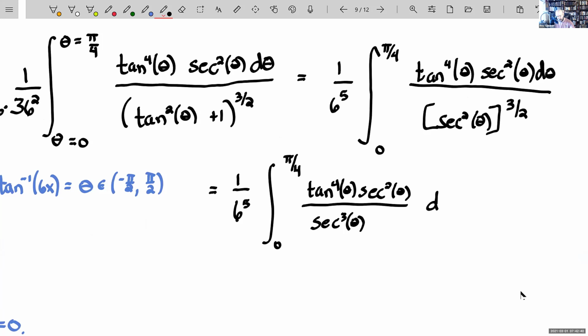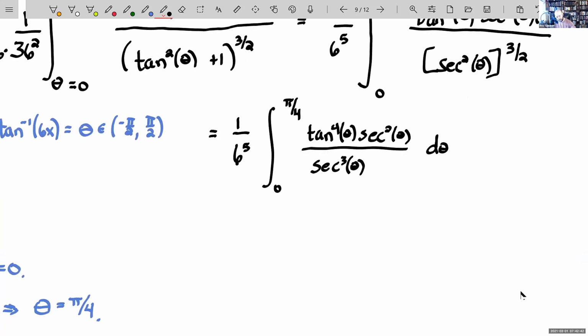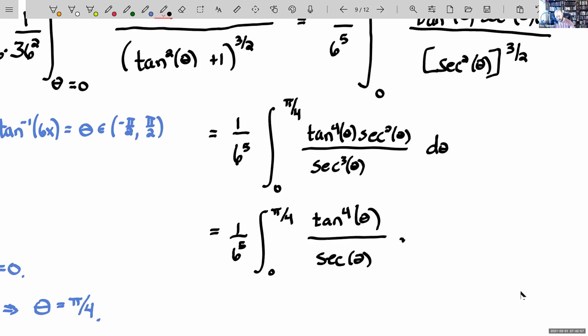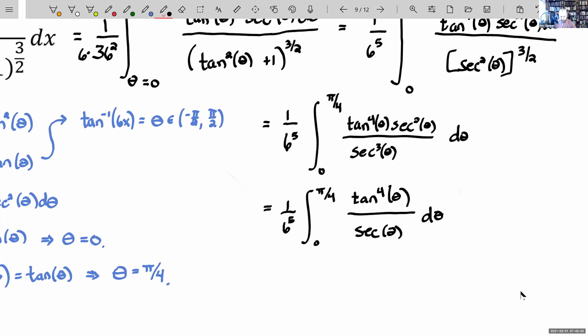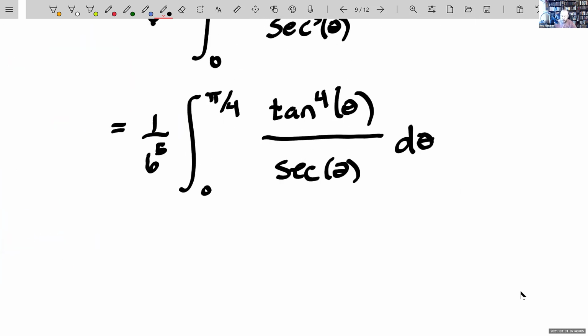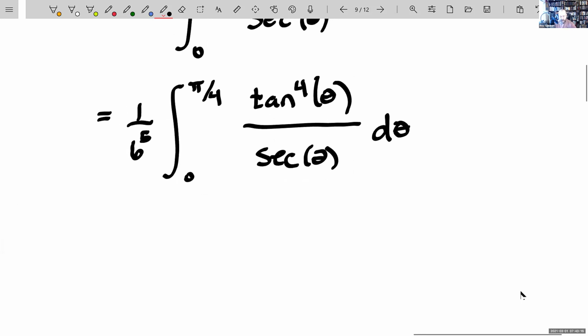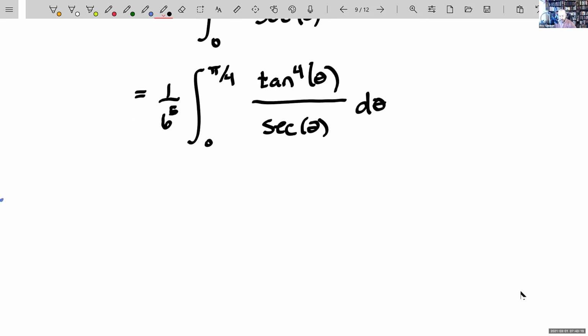It does actually clean up a little bit, right? So the secant squareds cancel, and let's go ahead and just leave it like this for right now. It's tangent to the fourth of theta over secant of theta, and then d theta. Now we have to make a decision, right? Because you want to integrate this somehow. I hear a lot of people say, well, change everything to sines and cosines, which is actually probably a pretty darn good tactic here. So I'm going to go ahead and see how that looks.